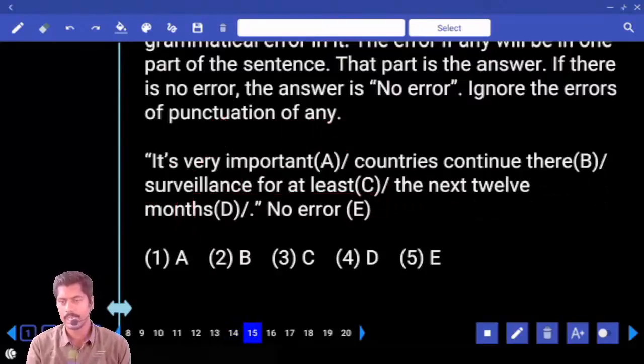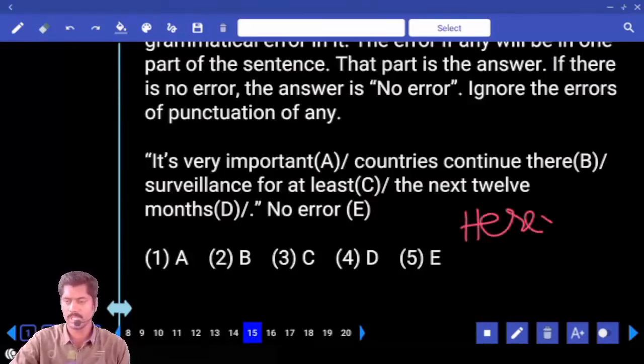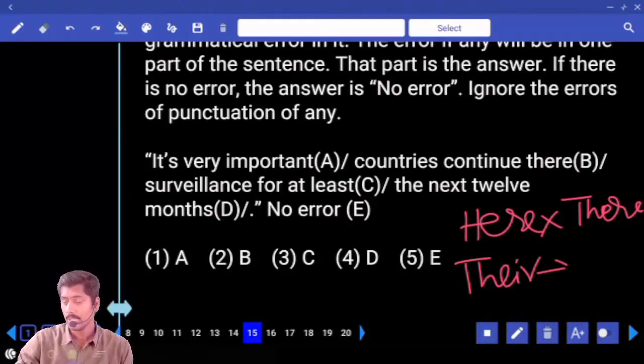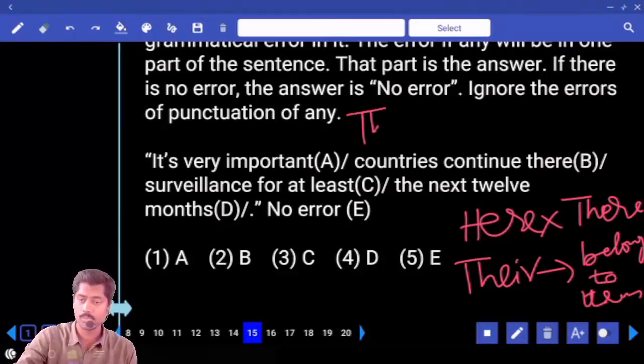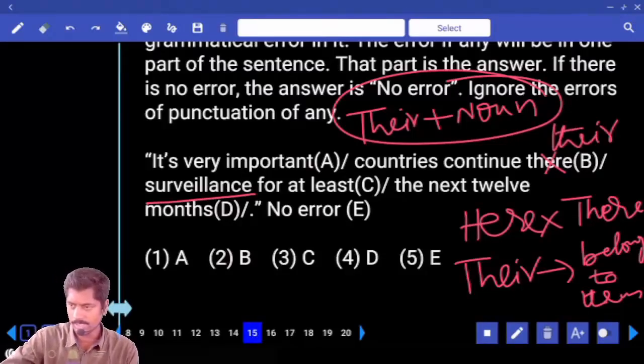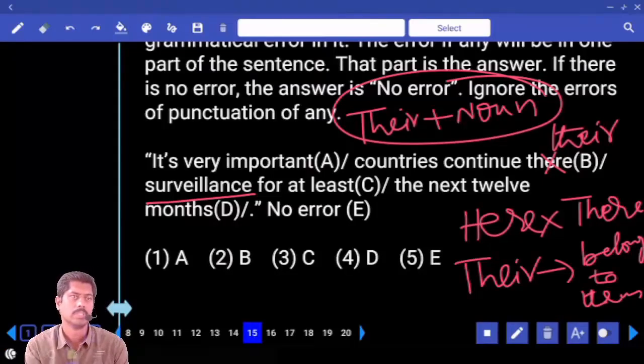It's very important. Countries continue their surveillance for at least the next 12 months. Always remember, here, the opposite is there. Here and ikkada, there and akkada. Here bolo to yahan par, there bolo to wahan par. But THEIR means belonging to them, belong to them. And whenever "their" comes, we need a compulsory noun. Their books, their bags, their room, their benches, their water, their bottle. Now look at this: continue their surveillance. Their surveillance. Continue surveillance there. Do the fighting there.